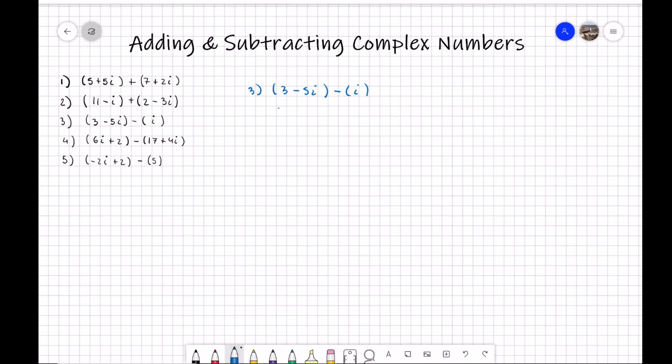So we have 3 - 5i, and then minus i, so we end up with 3 - 6i. And that's the solution for 3.